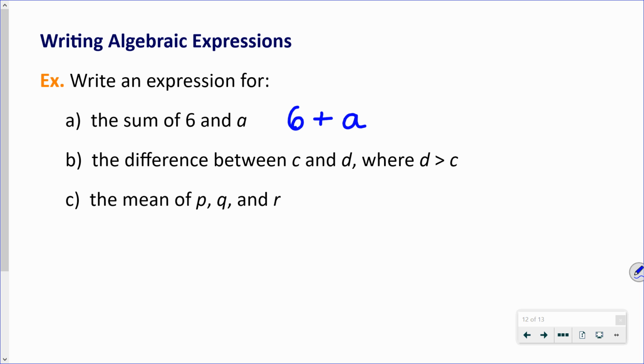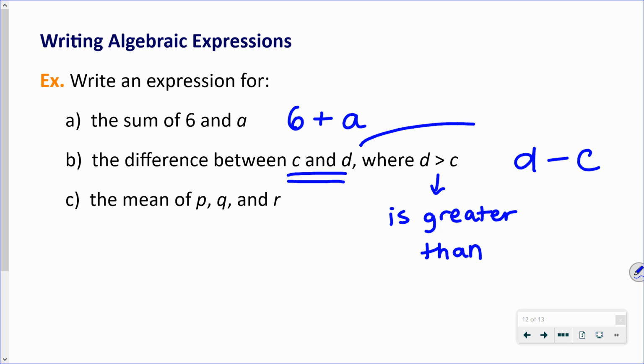And the next example is difference between c and d, where d is greater than c. So this symbol means is greater than, or you can think about it as it is eating the bigger number. So the open mouth is facing the d. That means d is bigger. So d is greater than c. Well, if d is greater than c and difference means subtraction of larger minus the smaller, then I want to write this expression, the difference between c and d, as actually d minus c, because it told me that d was the larger one.